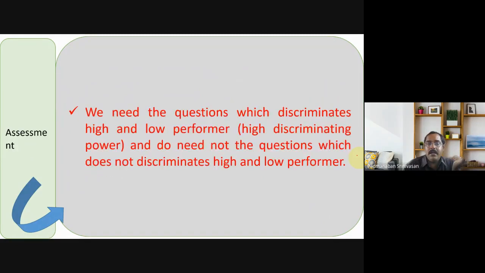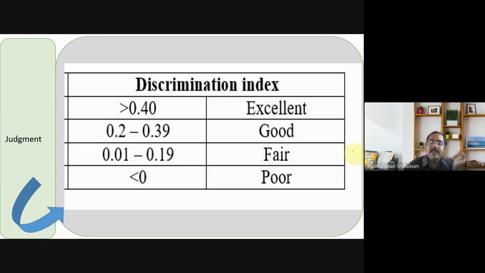And I'll go for this. If it is greater than 0.4, it is excellent. If it is 0.2, 0.3, it is good. Remaining, it is not worthwhile. So you have to select if the discrimination index is from 0.2 and above, those questions can be selected. If it is less than that, those questions have to be rejected. That's all.